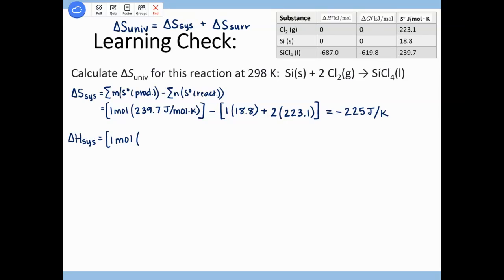So enthalpy for silicon tetrachloride is negative 687.0. And then for reactants, these are standard states. So 1 mole times silicon, standard molar enthalpy, which is 0. And then 2 moles times chlorine, standard molar enthalpy, which is also 0. So delta H of the system is negative 687.0 kilojoules.